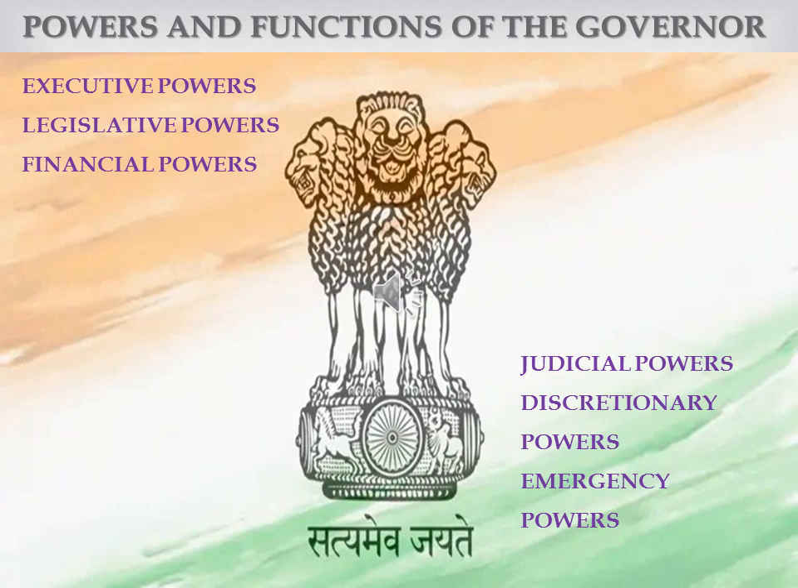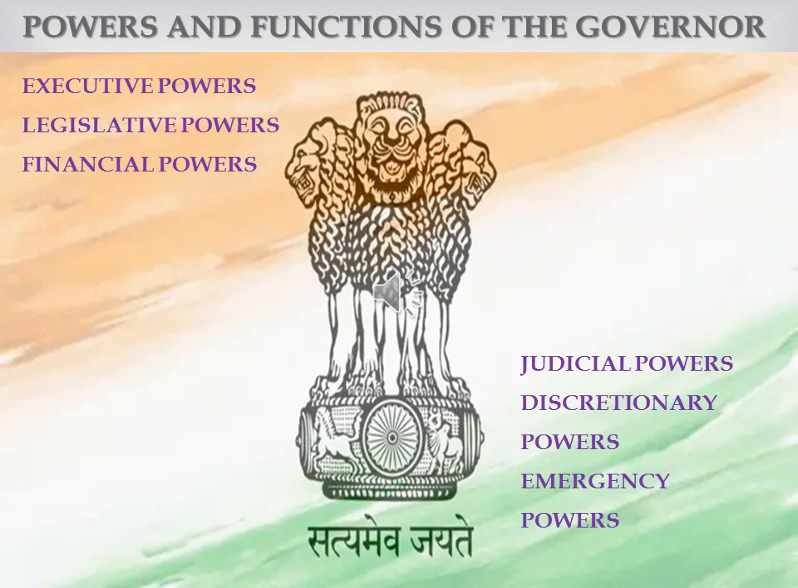In the exercise of functions and powers, the governor, except in certain cases, is to be guided by the aid and advice of the council of ministers headed by the chief minister. As per Article 163, the governor has to work this way.